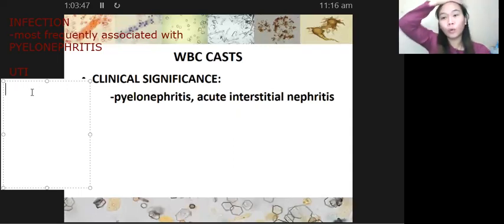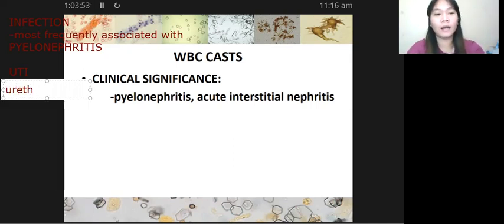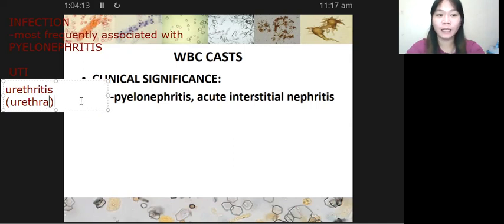Okay, so sige, mag-start tayo sa urethritis. Para alam natin yung mga terms po na ginagamit natin to refer to your UTI of the specific organs of your urinary system. So from the term itself, urethritis, this is an infection of your urethra. Infection po yan ng urethra natin.